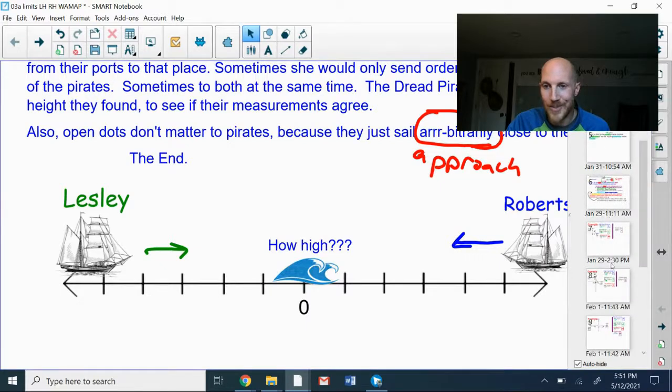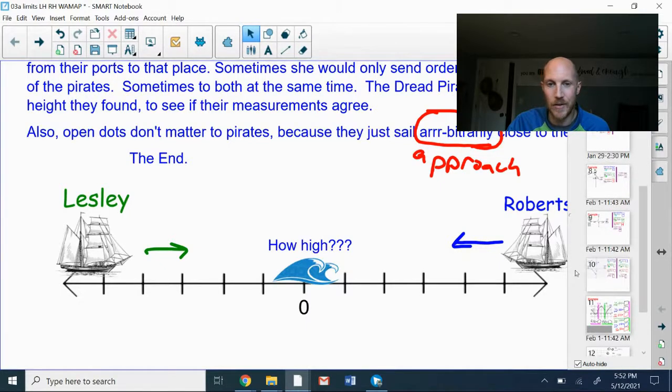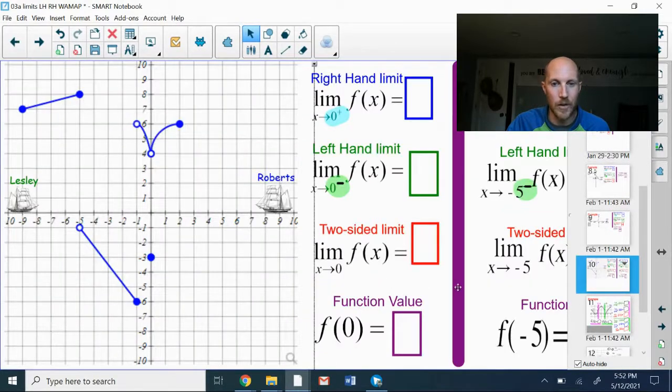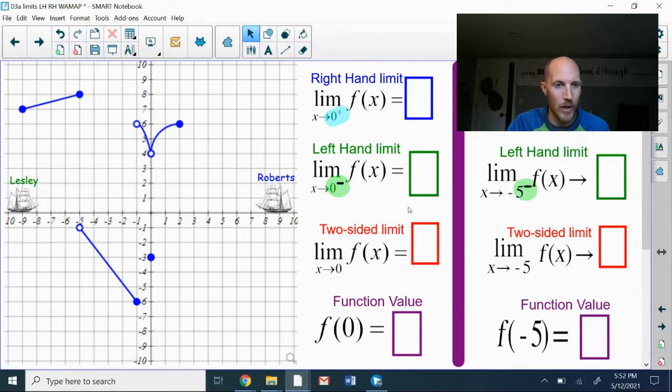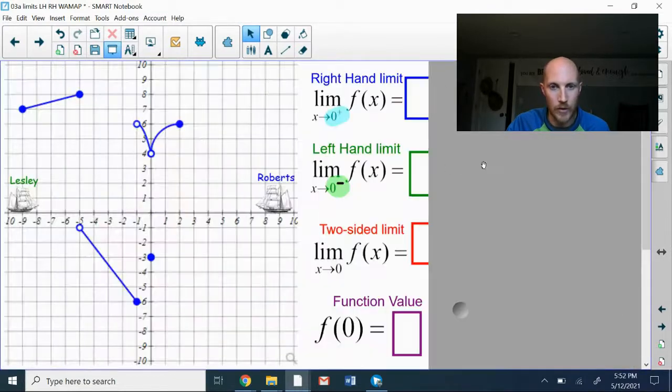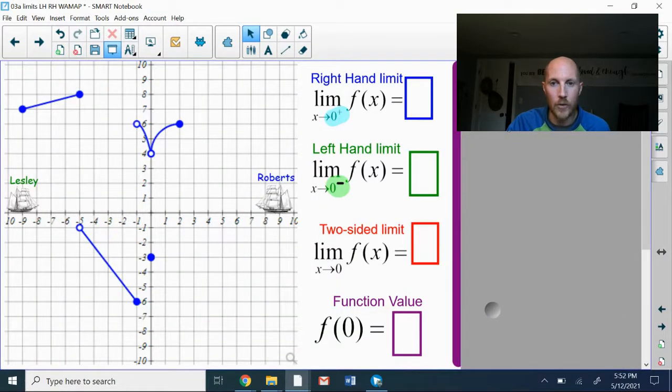So we want to look today at some more challenging graphs. We've got some more going on here. So let's focus our attention here. I've got a whole set of questions related to this one graph. Let's look at one bank of questions at a time.